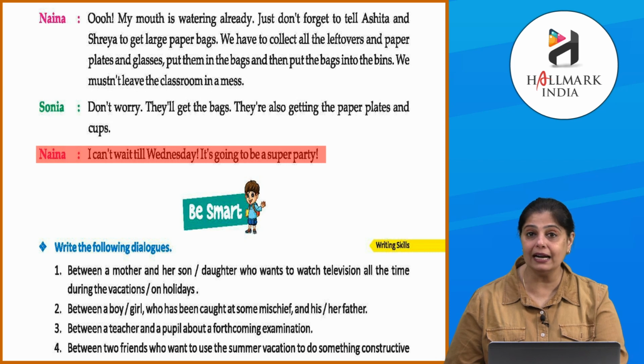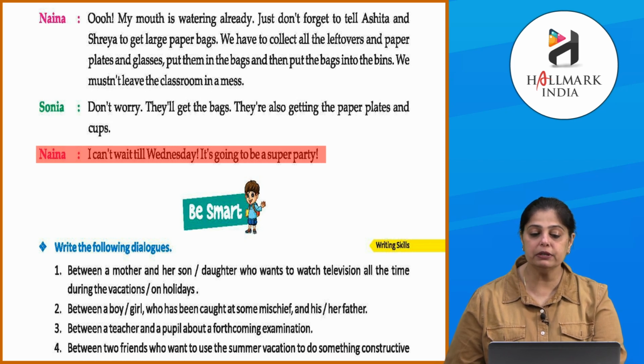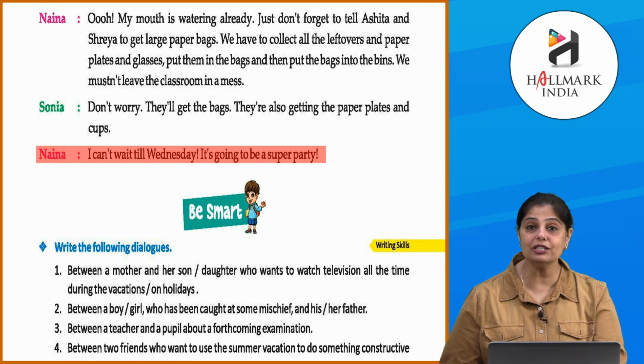First, between a mother and her son or daughter who wants to watch television all the time during the vacations or on holiday. The next one is between a boy or a girl who has been caught at some mischief and his or her father. Okay? So you have to write a conversation between the father and the child, where the child has been caught by the father while doing mischief. Between a teacher and a pupil about a forthcoming examination. Between two friends who want to use the summer vacation to do something constructive rather than merely idling it away. Between an old car that is still running and a new one which frequently breaks down.